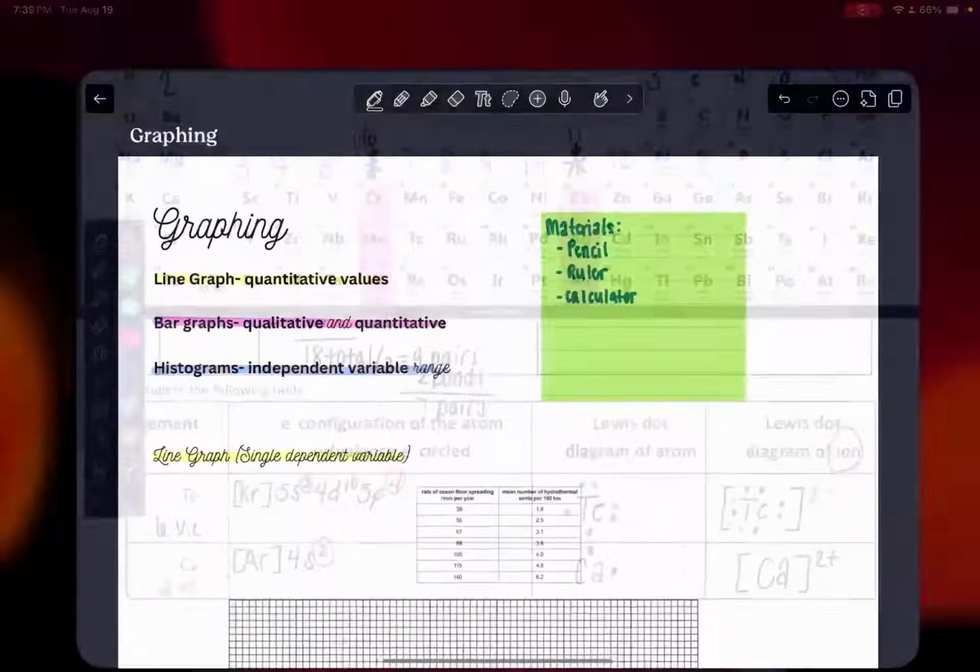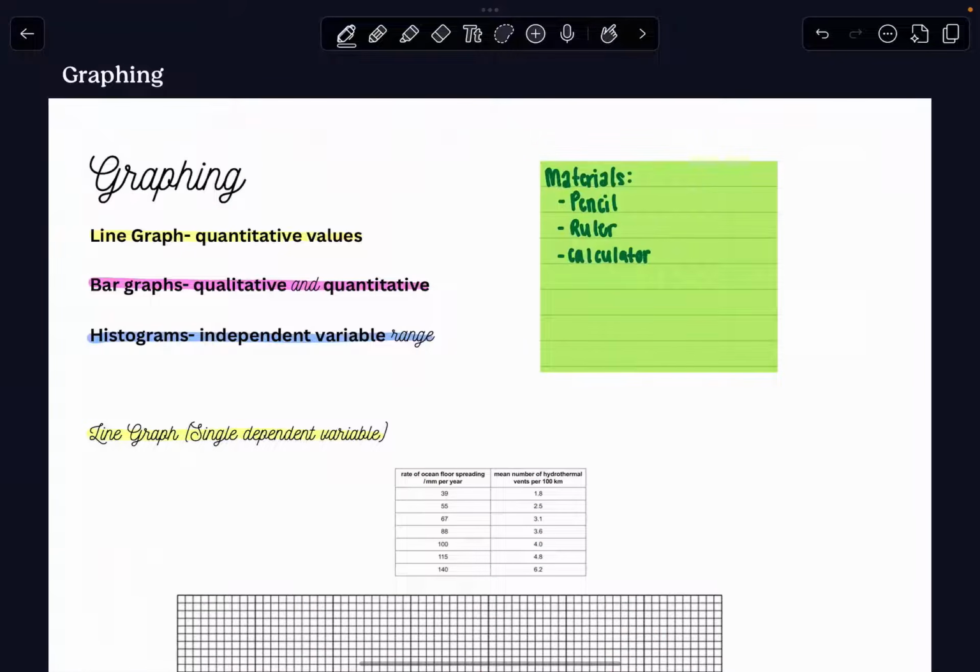Hey everyone, we're going to talk about graphing today. So first I want to introduce the different types of graphs you should know, but you should also be able to determine the type of graph when you are given a question on graphing.